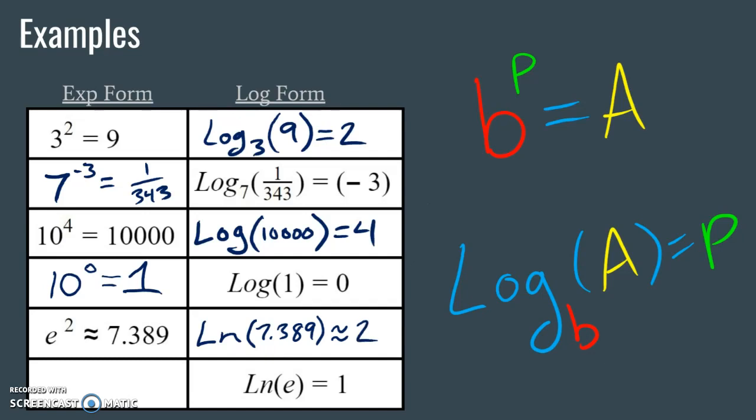And finally, if I have the natural log with e inside, that's going to equal 1. If I were to write that in exponential form, you would see why. Because e is the base of the natural log, 1 is the power, and we already know anything to the power of 1 is itself. So e to the 1st power is e.